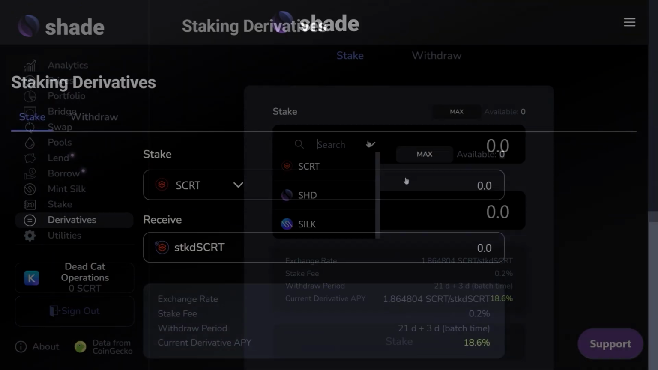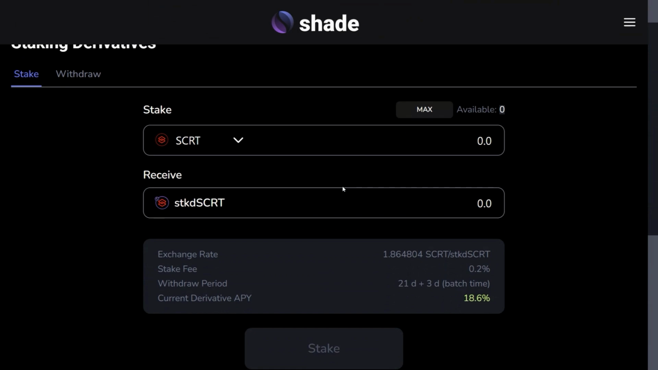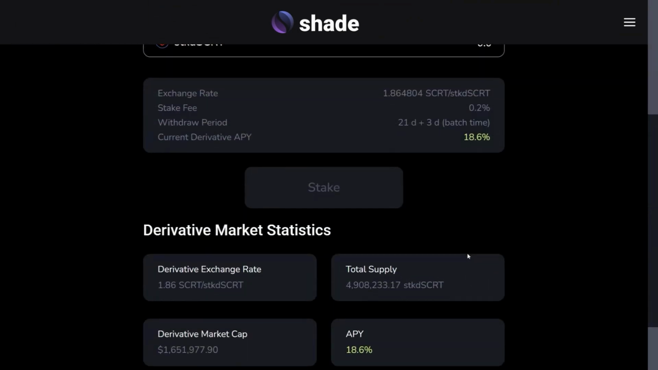That is the prefix for Shade, not Stride, Shade's liquid staked secret. So you could stake the secret tokens yourself and earn the reward, or you could liquid stake them within the Stride protocol and then take that liquid staking derivative and use it to maybe earn a little additional yield, depending on what you want to do with it on the platform, supply liquidity, or as we'll see, you could actually lend it.